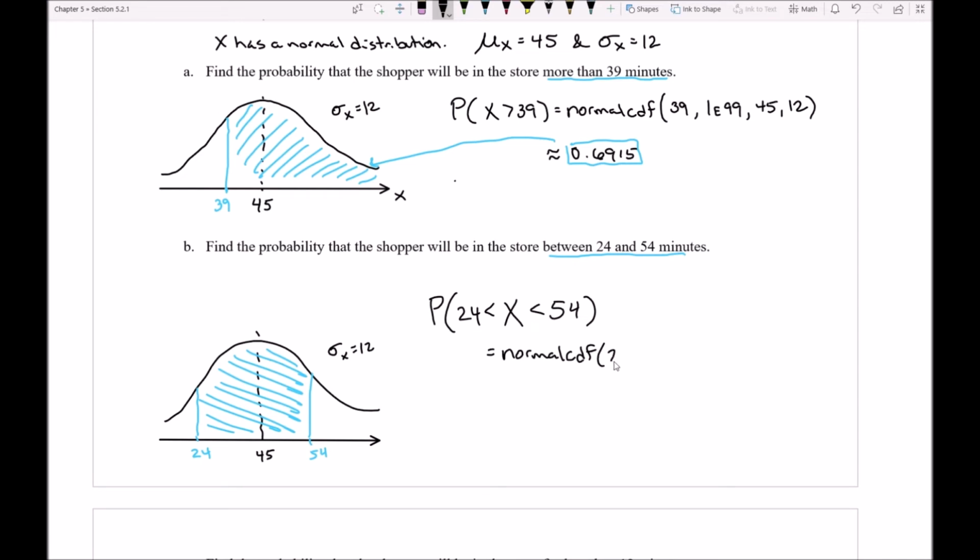I know that I can set that up using a normalcdf. I would start at 24. I would stop at 54. That's the start and stop of the blue space. And then I would type in my mean and my standard deviation. I'll go to the calculator and type this in as well.